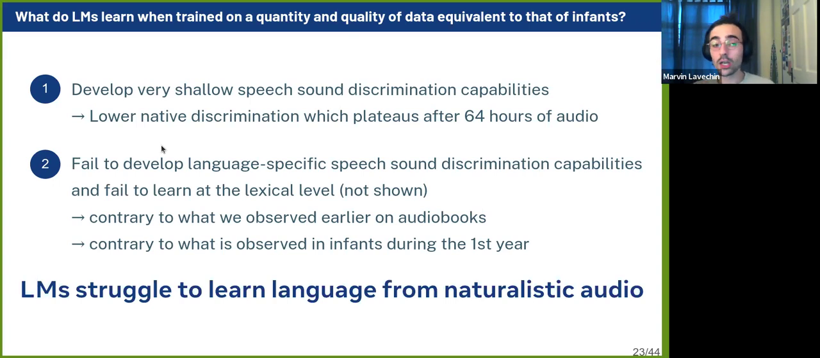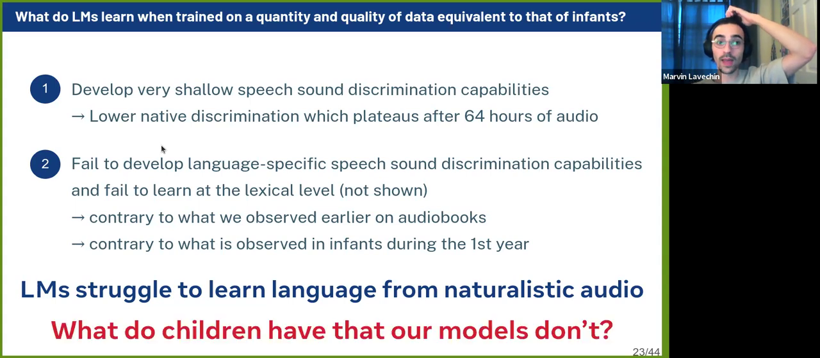So basically, the hard lesson, which is disappointing but quite expected, is that this fancy model that seems to reproduce developmental patterns observed in infants when trained on audiobooks doesn't reproduce these patterns anymore when we train it on naturalistic audio. And so this raises the question: what do children have that our models don't? A very interesting question that I won't have time to address today.